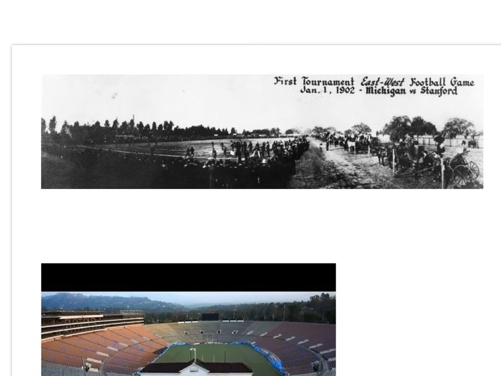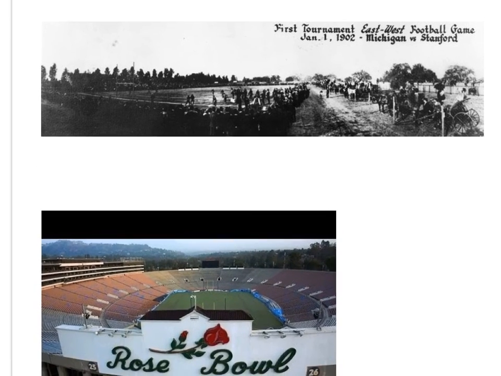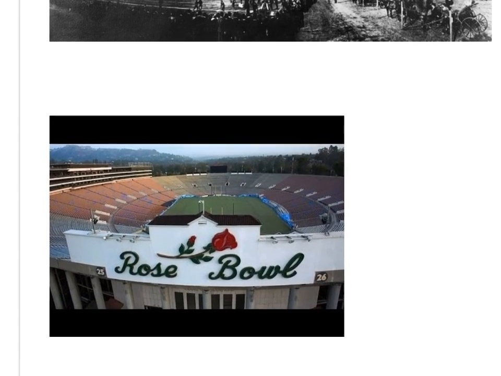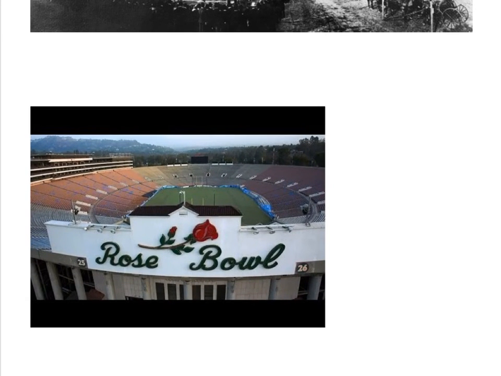And it was actually played at a place called Pasadena Park until 1923 when they built what is now the current stadium, the Rose Bowl that you see there. So the first Rose Bowl game, 1902, Michigan beating Stanford 49-0.